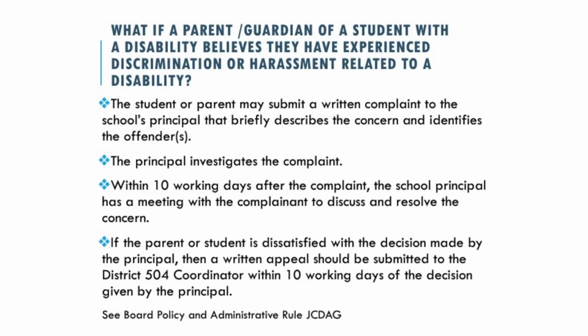What if a guardian of a student with a disability believes they have experienced discrimination or harassment related to a disability? The student or parent may submit a written complaint to the school's principal that briefly describes the concern and identifies the offender or offenders. The principal investigates the complaint. Within 10 working days after the complaint, the school principal has a meeting with the complainant to discuss and resolve the concern.